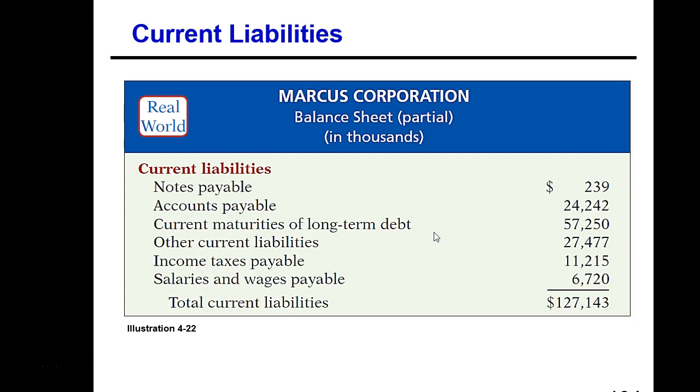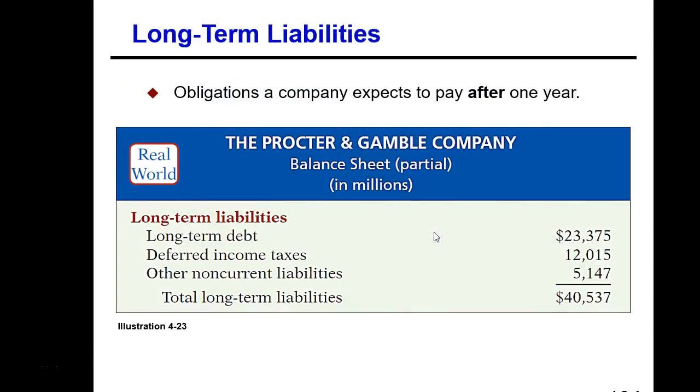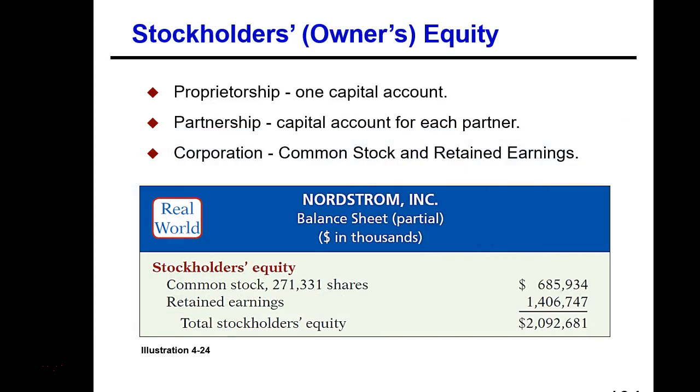For your long-term liabilities, these are obligations expected to be paid a time period after 1 year. So these debts will not become due within 1 year. They're going to become due after 1 year. So with your long-term liabilities, whether you have things such as your mortgages, long-term debt, again, these obligations will become due in a time period longer than 1 year from your balance sheet date.